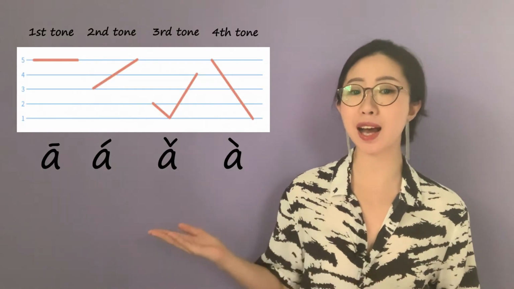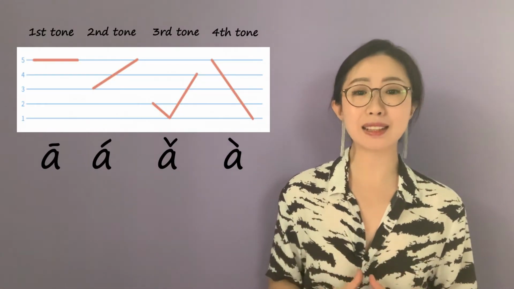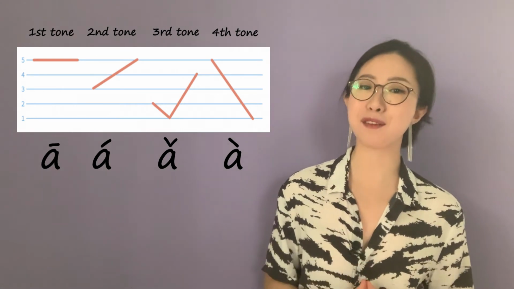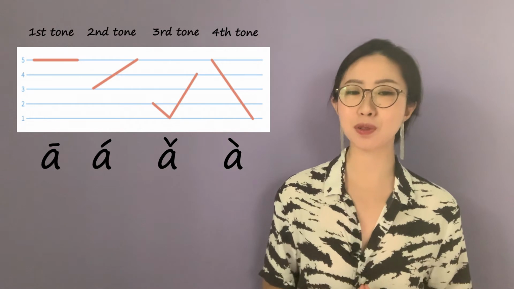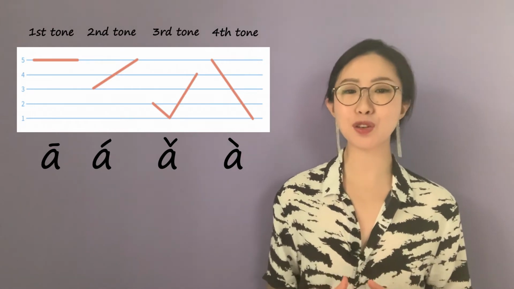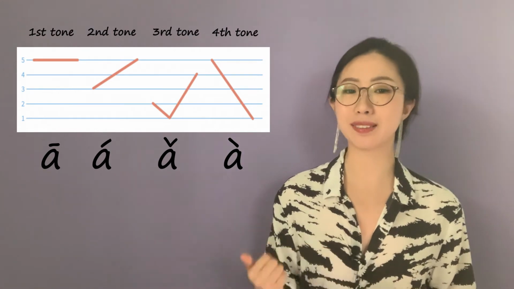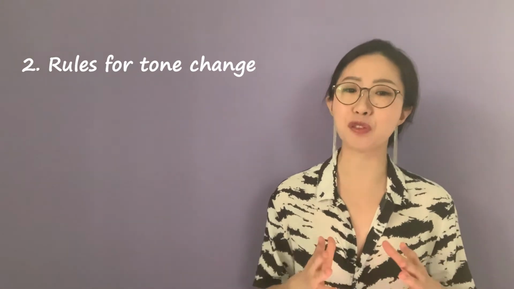And you can see that the tone marks on top of ah look exactly like how the pitch go. First tone, high and flat. Second tone, going up. Third tone, going down and going up. Fourth tone, going down. Alright, let's talk about the rules of how tones change. It's basically for third tones.